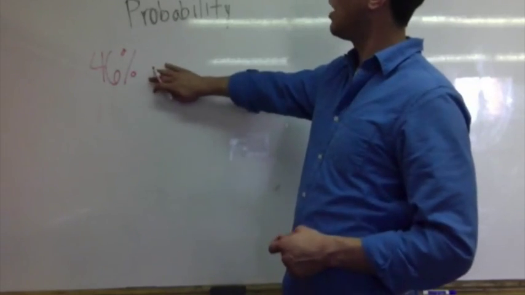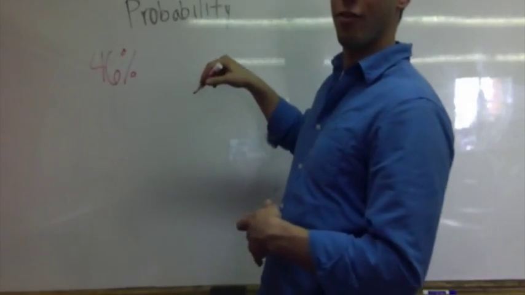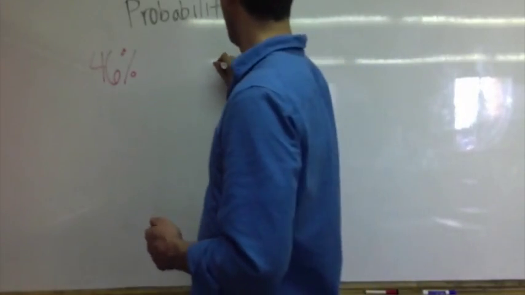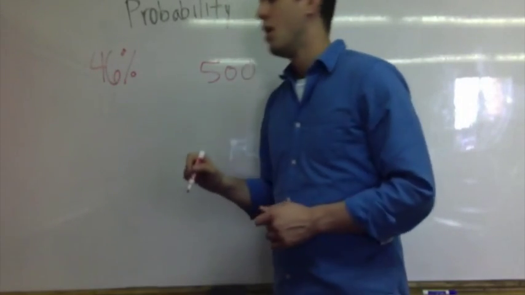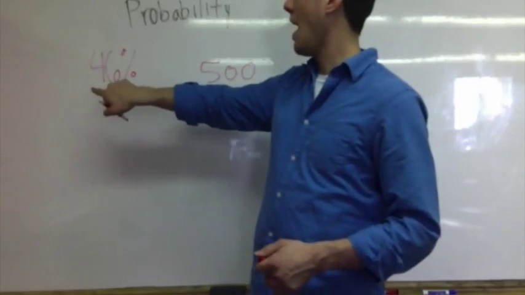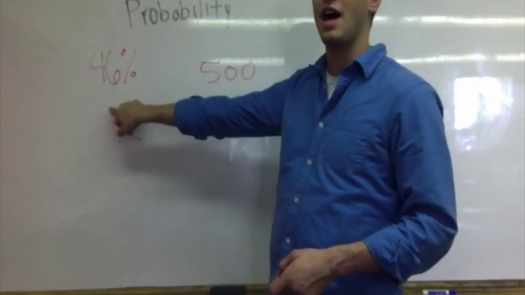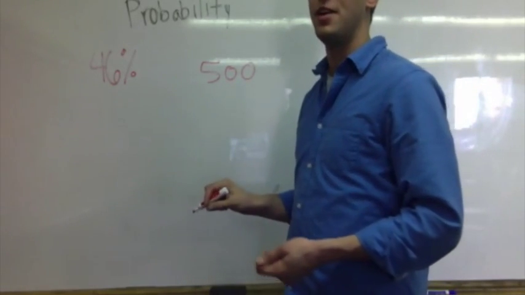And so the percent will tell you something like this. If we have flipped the coin 500 times, how many times was it heads? We know that we get heads 46% of the time. That was from our last problem. So what is 46% of 500?